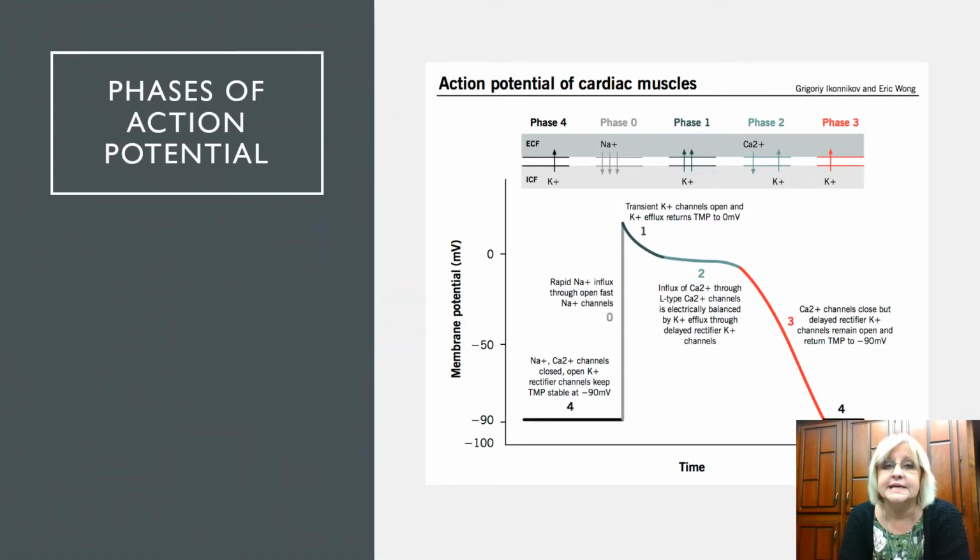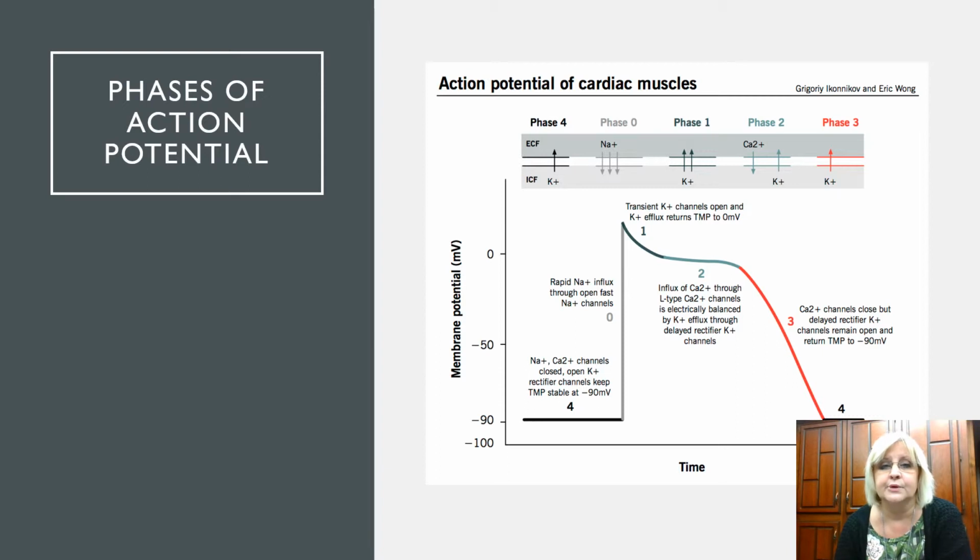So we can look more in depth at what happens in each phase of the action potential of the cardiac muscle. The phases are numbered 0 through 4, but we start with 4, then we go 0, 1, 2, 3, and back to 4. Phase 4 is your resting potential. Phase 0 is the depolarization. Phase 1 is early repolarization. Phase 2 is your plateau. Phase 3 is the repolarization. And in phase 4, the resting potential again, the sodium and the calcium channels are closed.